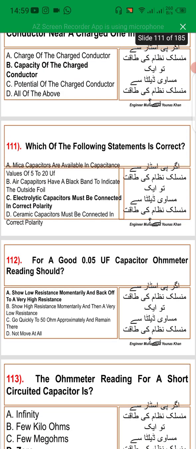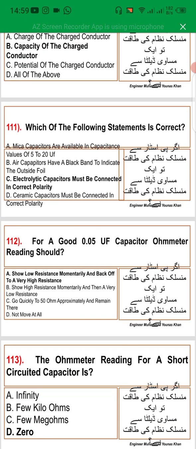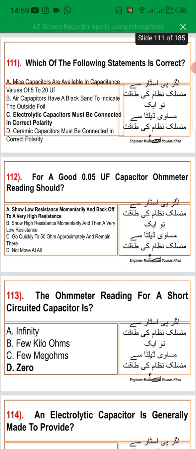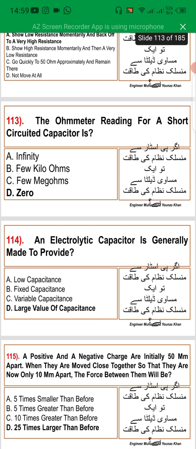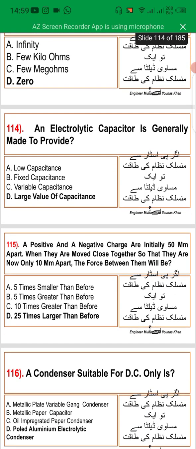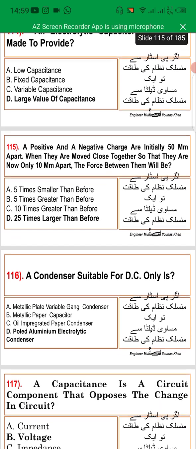The presence of an uncharged conductor near a charged one increases the capacity of the charged conductor. Which of the following statements is correct? Electrolytic capacitor must be connected in correct polarity. For a good 0.05 microfarad capacitor, the meter reading should show low resistance momentarily and then back off to a very high resistance. The ohmmeter reading for a short circuited capacitor is 0. An electrolytic capacitor is generally made to provide a large value of capacitance.